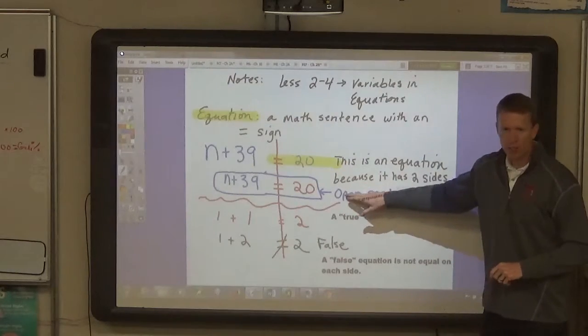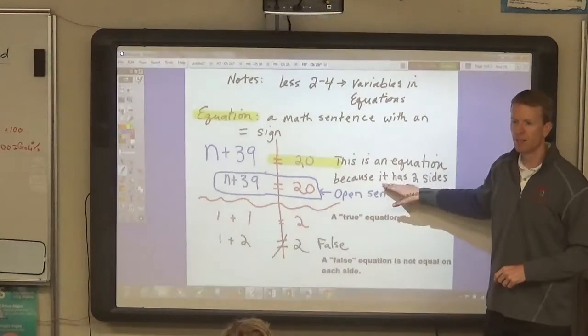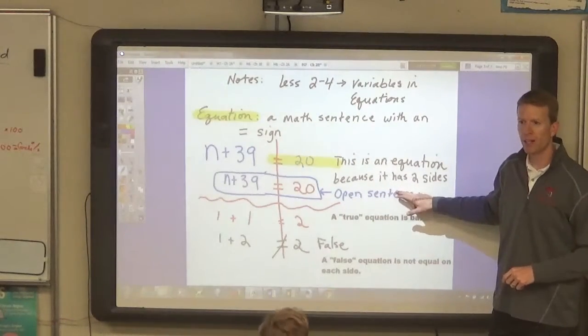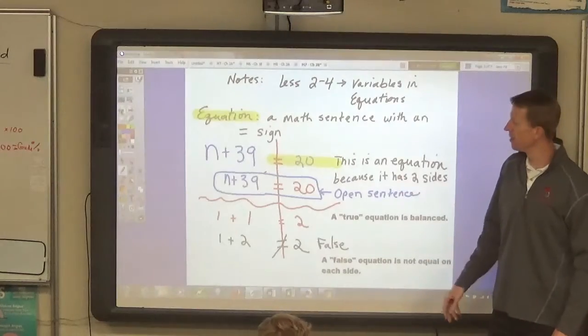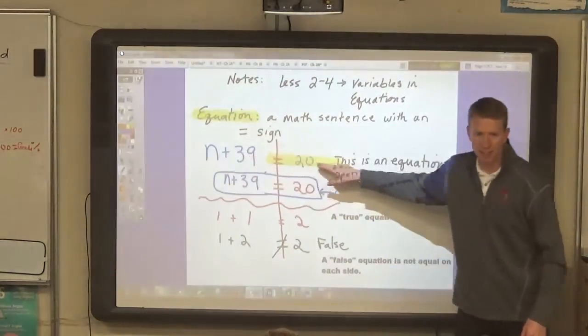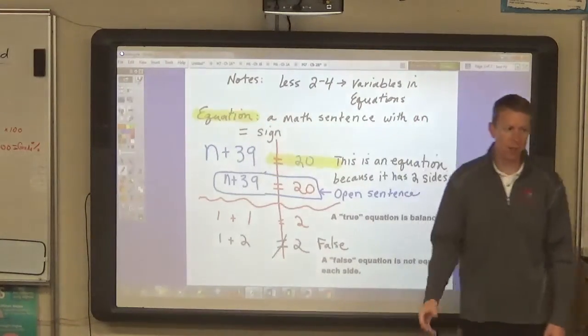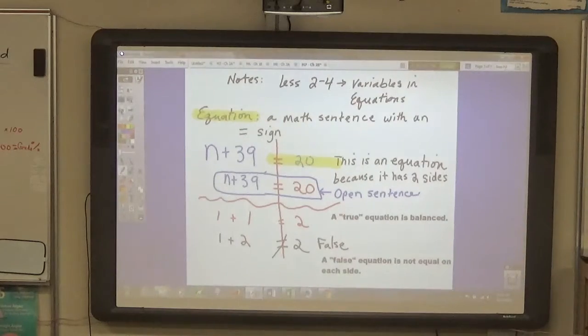The other term that I want you to highlight in your notes is open sentence. Highlight that word, or put a box around it. An open sentence. This is a math sentence. A sentence is an equation. An equation and a sentence are the same thing in math. Okay?